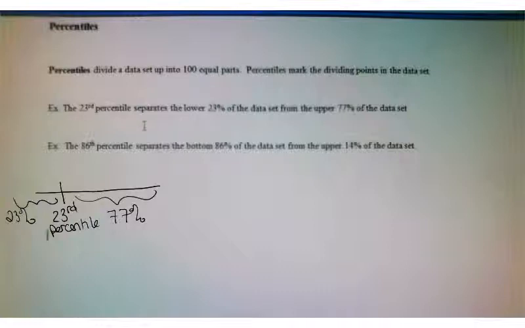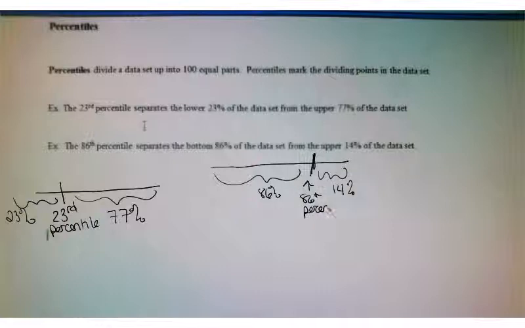Likewise, the 86th percentile, so if this whole line represents our entire data set, the 86th percentile would be somewhere up here. A percentile always tells you what percent of data is below. So here we have 86% of the data, this is 14% of the data, and whatever is here, that's your 86th percentile. So percentile always tells you the percent of data that is below.